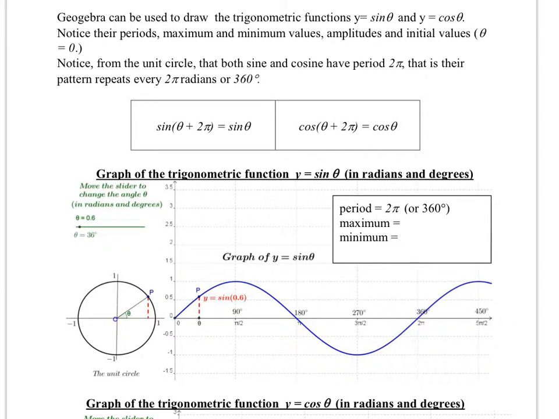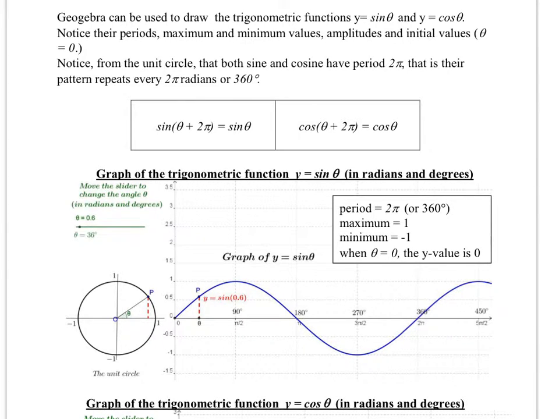The maximum, by which I mean the maximum y value, is going to be 1. This point here is the highest that it gets, so the maximum is 1, and the minimum is -1. And the last thing to say about this is what the initial value is. The initial value right here is 0. When the angle is 0, the y value is 0.